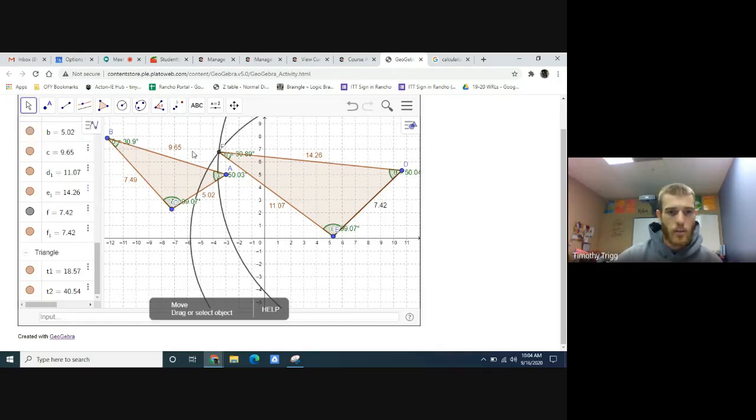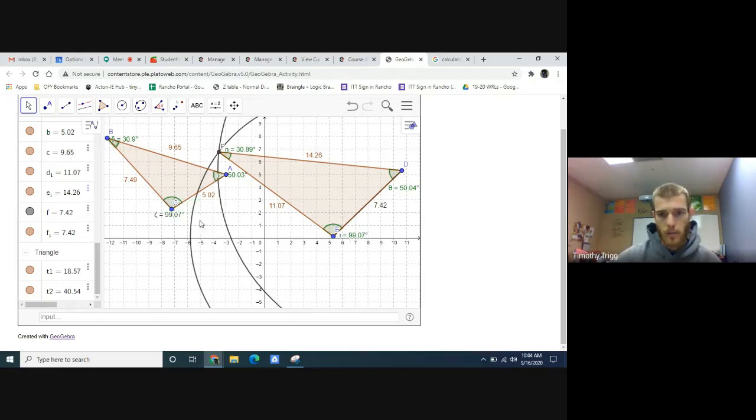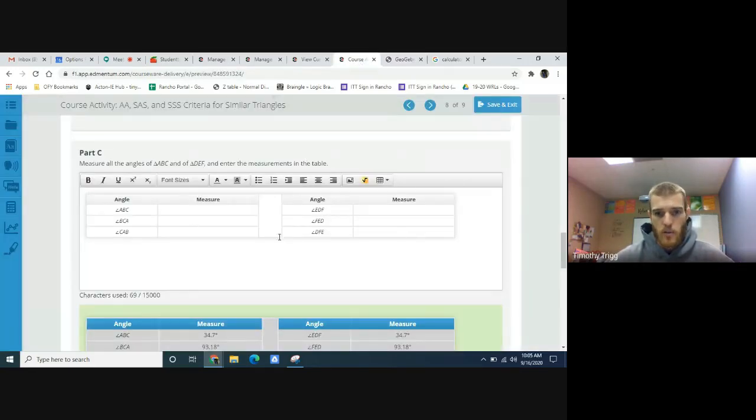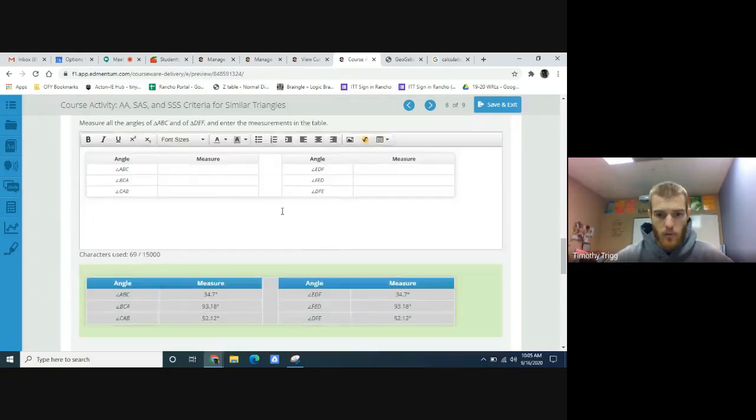Now, notice the angles, they should match, or at least be very close to matching. Notice this one's 30.9, and this one's 30.89. That's close enough. I wouldn't worry about it too much, as long as they're very, very close to each other. This one's exactly the same here. That's good. This one, 50.03, 50.04, pretty much close. That's just rounding error. But they should have the same angle measures or very close. So I want you to put those angle measures here.